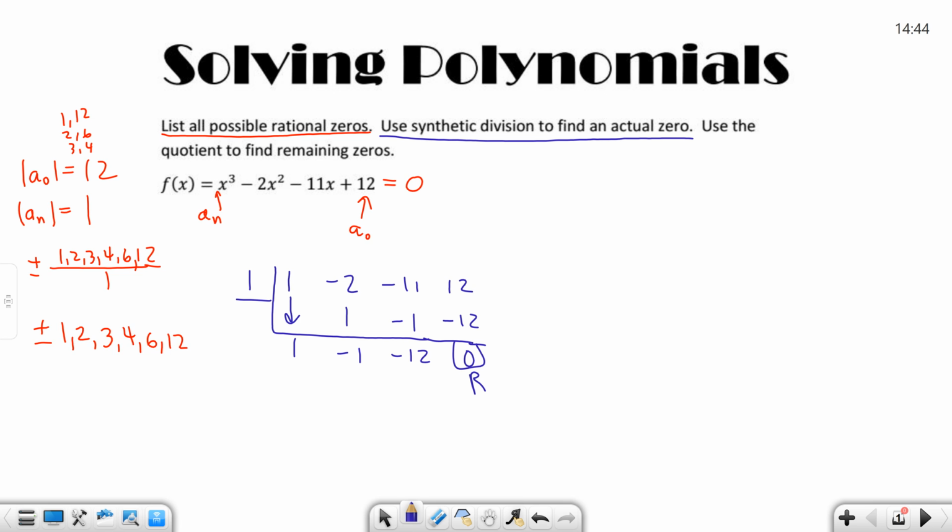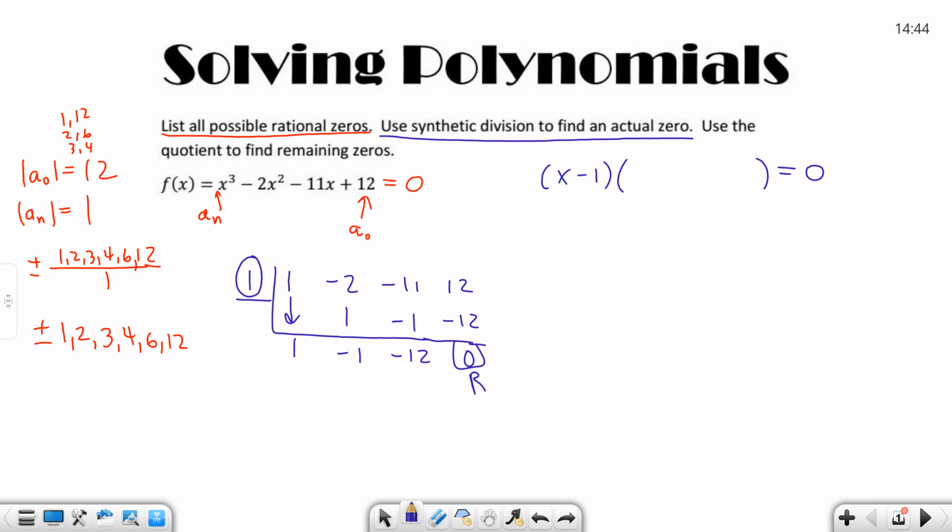It just happened to work here, okay? So we have then, if we come over here, we already know that x minus 1 times something equals 0, right? If I'm solving this. Because if 1 works, then it's x and the different sign, right? X minus 1 is a factor.